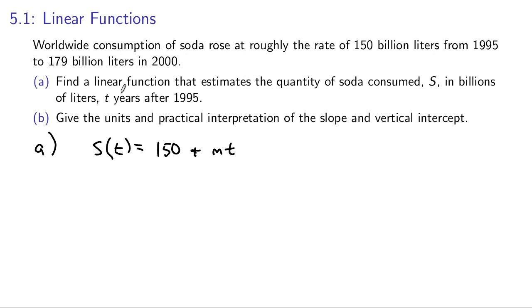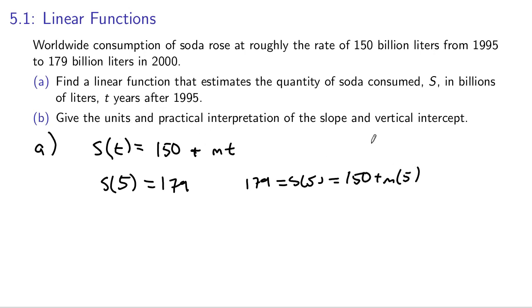So we can write an equation from the second thing we were given. We were told if we put in the year 2000, which is 5 years after 1995, so t would be 5, we get out 179 billion liters. So putting in for the rule, we have 179, which is S of 5. And S of 5 is, putting in 5 for t, 150 plus m times 5. Okay, so we have an equation. 179 is 150 plus 5m.